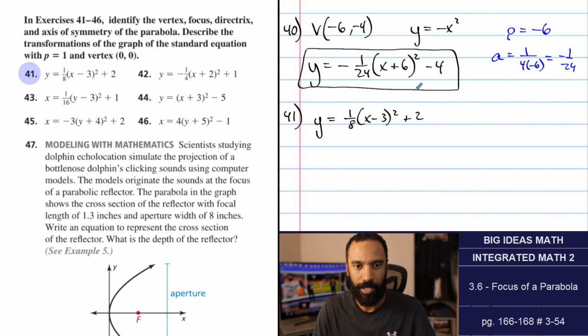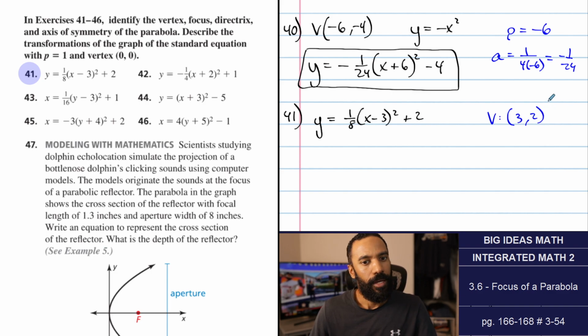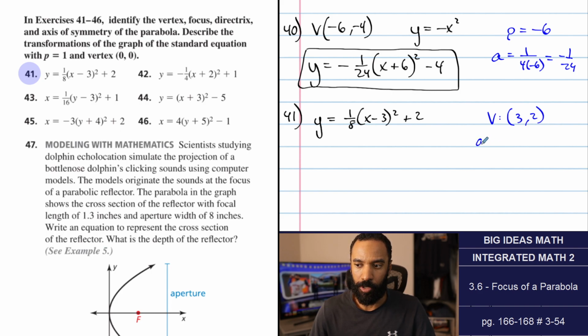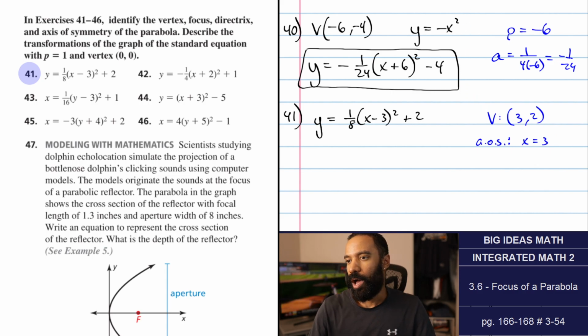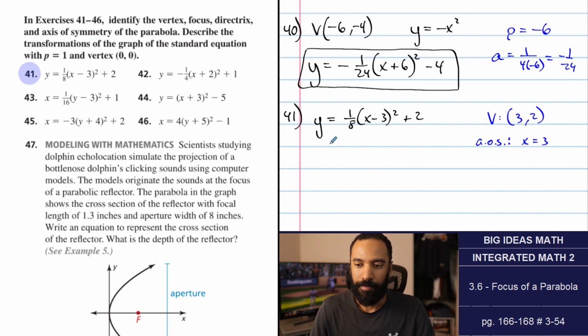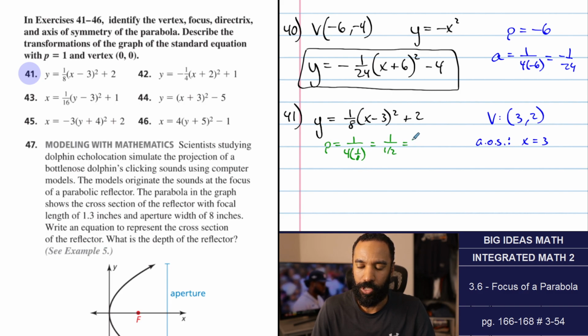They want vertex, focus. So the vertex, we'll do these in blue. The vertex is at 3, 2. It's a y equals x squared equation. x minus h is 3, k is 2, right there. Focus and directrix, I'm going to get with p. My axis of symmetry, I'm going to write right now. Axis of symmetry is x equals 3. For the focus and directrix, I need to get p. Here's a. So p is 1 over 4a. That's 1 over 1/2, which is 2.